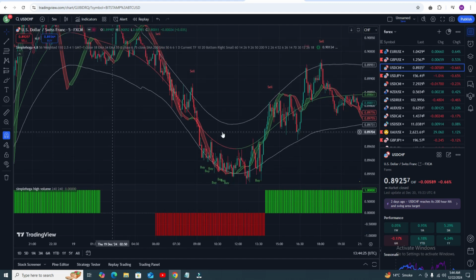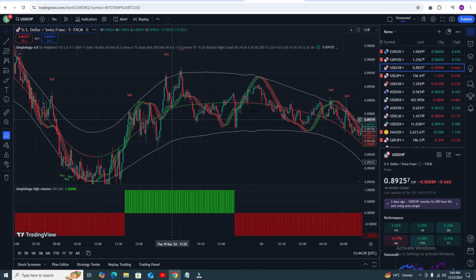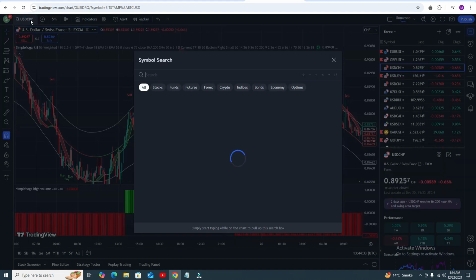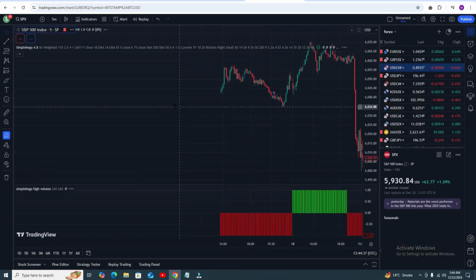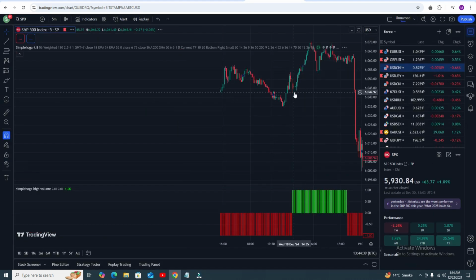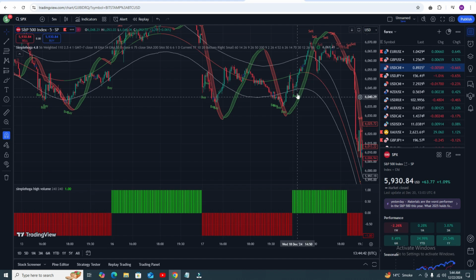Okay, now, perfectly amazing work. Okay, so let's see the results in some other pair like Bank Nifty. I saw the results in Bank Nifty SPX. Okay, buy position, that was awesome, that was an awesome trade.